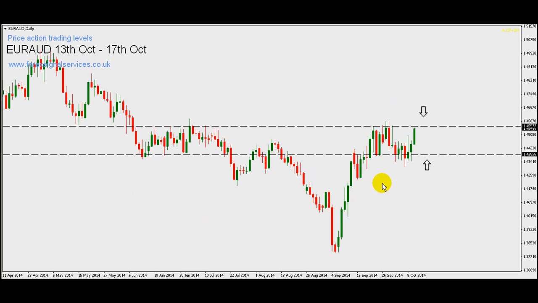Lastly, EURAUD. You can see this strong bullish candlestick up to here. This is obviously a resistance level, 1.45577. So to get short on this, look for this to actually show us it is a resistance level, judging by the strength of this bullish candle. So look for a bearish candle under this level to bring a short back down to 143.85.